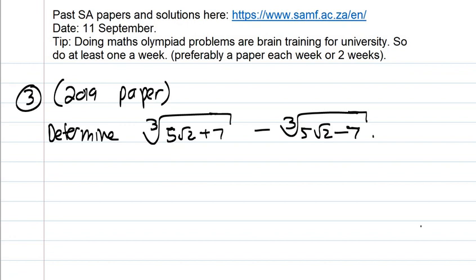Doing Maths Olympiad problems is brain training for university. So please tell your teachers, tell your friends at school, those in grade 12, 11, 10, 9, and 8, that they should take part in Olympiads. Don't worry so much about the scores, but it is important brain training for university. A lot of lecturers at university, we are not taking prisoners, all right? And sometimes we do put challenging questions in a test and an exam.